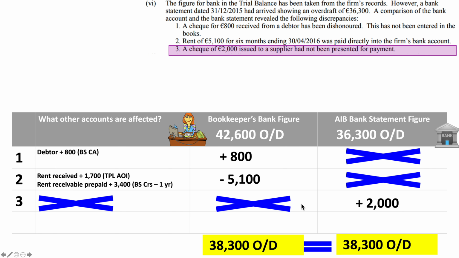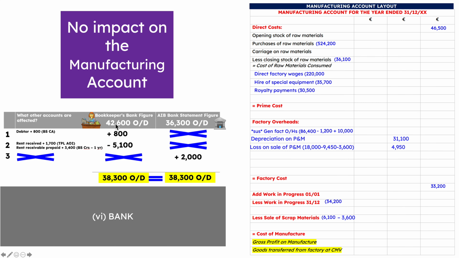Now, at the end of these, you will get the exact same overdraft figure of €38,300. So hopefully you will know that those figures need to equal. If they don't, you've gone wrong somewhere. So you might have put minus instead of plus, or plus instead of minus, or maybe you put something into the wrong column. Either way, you need to figure it out there. Okay, so that is the bank adjustment workings done there. It should only take about 6 lines of your workings.